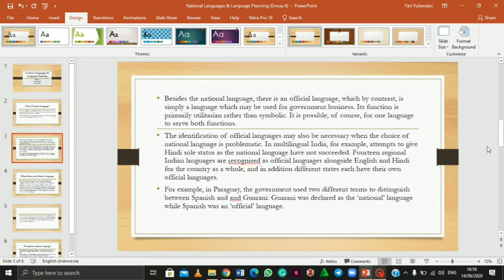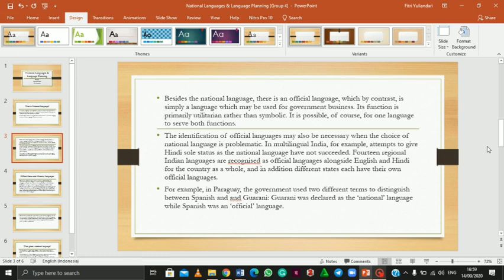Besides the national language, there is an official language, which by contrast is simply a language which might be used for government business. Its function is primarily utilitarian rather than symbolic. It is possible, of course, for one language to serve both functions. The identification of official languages might also be necessary when the choice of national language is problematic.